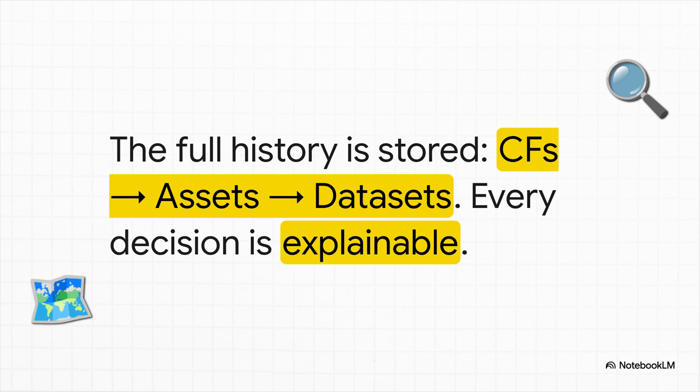And that brings us to the final piece of this puzzle, lineage. The whole history, from those individual contribution fingerprints, all the way up to the assets and the datasets, it's all stored as something called a directed acyclic graph, or a DAG. It sounds complicated, but it's perfect because it maps how the data flows forward through time. It lets us trace the complete journey of any data point, making every single decision completely explainable.